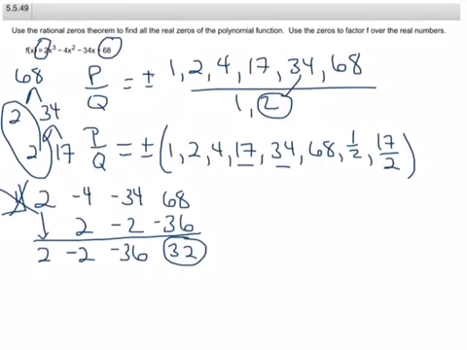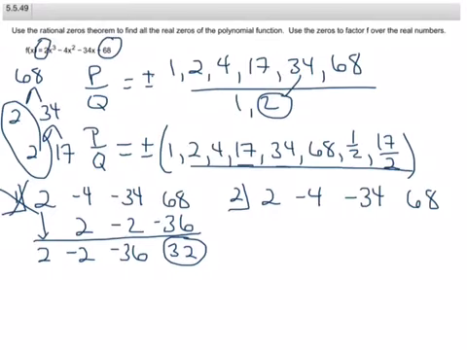Okay, let's try x equals 2. So I'm just going to work my way through this list until I get a hit. So if x equals 2, I'm going to do 2, negative 4, negative 34, and 68 again. Do synthetic division, bring down the 2. 2 times 2 is 4. Negative 4 plus 4 is 0. 2 times 0 is 0. Negative 34 plus 0 is negative 34.